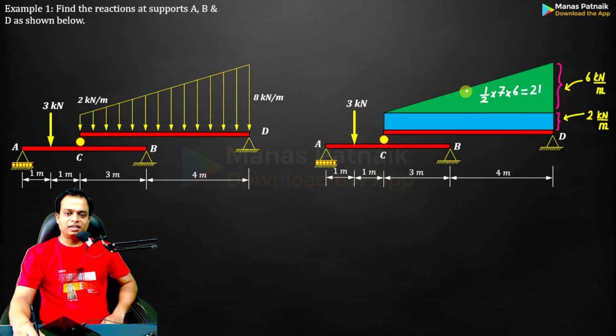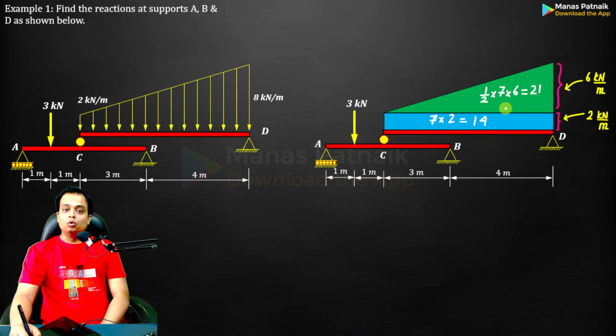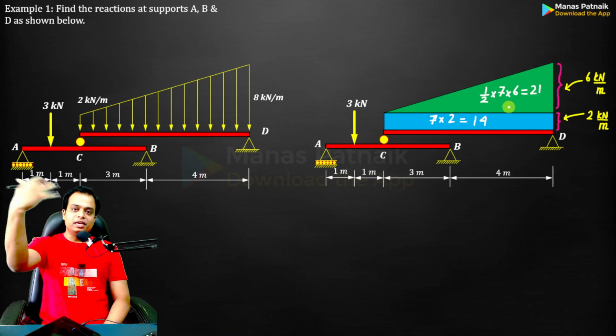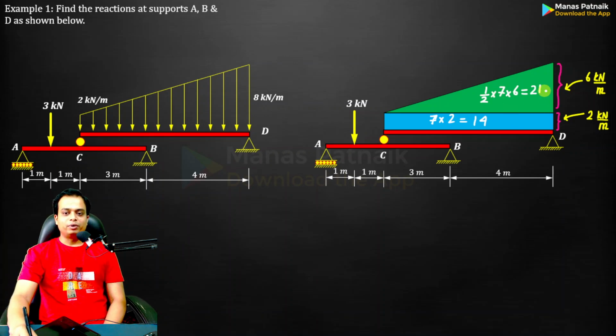Done. Secondly, as far as this blue rectangle is concerned, area of rectangle is simple: length multiplied by breadth. The length is 7, multiplied by breadth. This height over here is 2. 7 times 2 is 14. So these loads, UVLs or UDLs, can be replaced by 21 kilonewton and 14 kilonewton point loads.